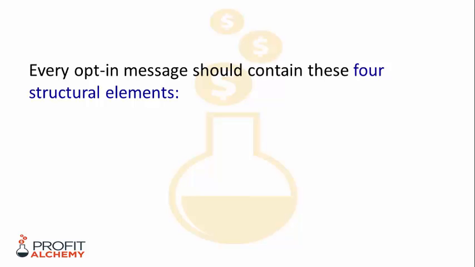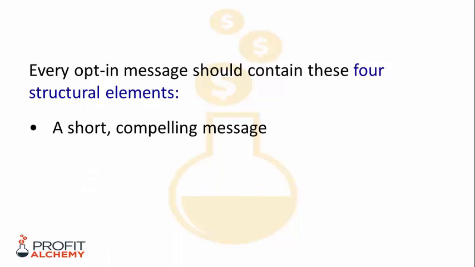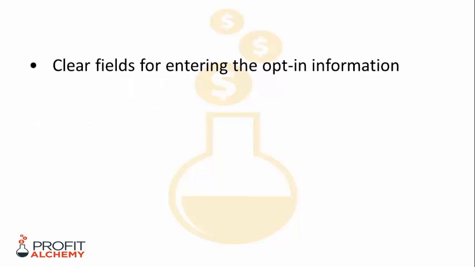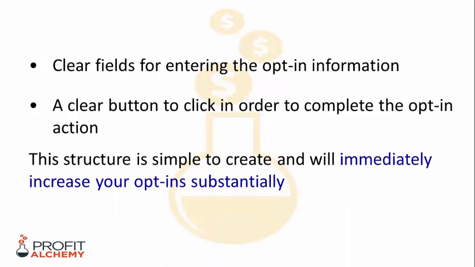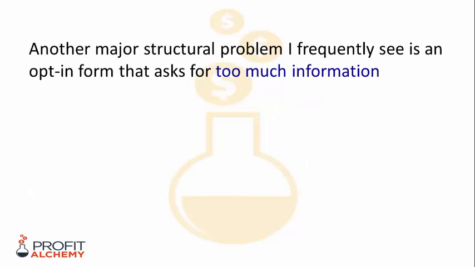Every opt-in message should contain these 4 structural elements. First, a short, compelling message. Second, a graphic that draws the person's eye to your opt-in offer. Third, clear fields for entering the opt-in information. And fourth, a clear button to click in order to complete the opt-in action. Now, this structure is simple to create, and it will immediately increase your opt-ins substantially.